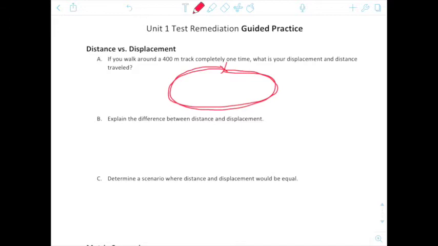B says explain the difference between distance and displacement. Distance is the amount traveled. If you're moving, then you're going a distance. Displacement, though, is a straight line from where you start to where you finish. And C, determine a scenario where distance and displacement would be equal. Think about traveling in a straight line. If we travel in a straight line and just go forward, we don't go backwards, then we will have the same distance and displacement.